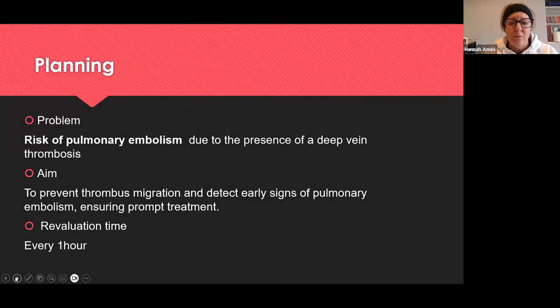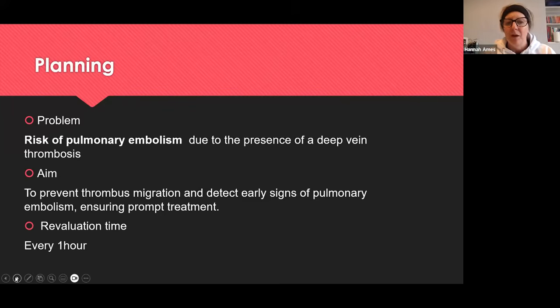So this is the care plan I thought about in terms of risk of pulmonary embolism. So what's the problem? Johnny is at risk of pulmonary embolism due to the presence of a deep vein thrombosis. So our aim is to prevent thrombosis migration or movement, to detect early signs of pulmonary embolism, and ensure prompt treatment.